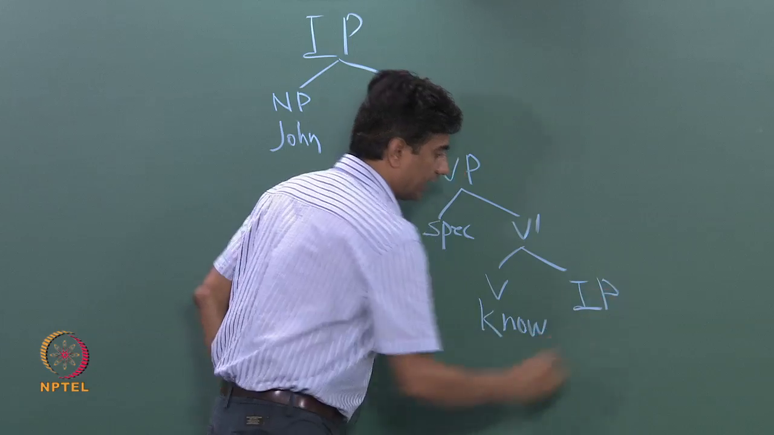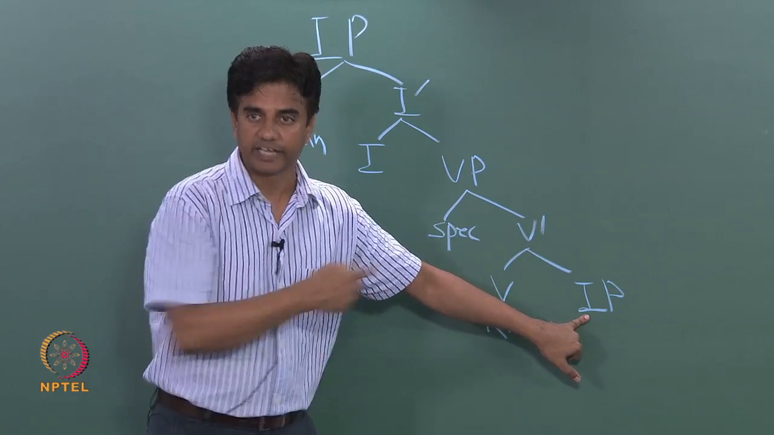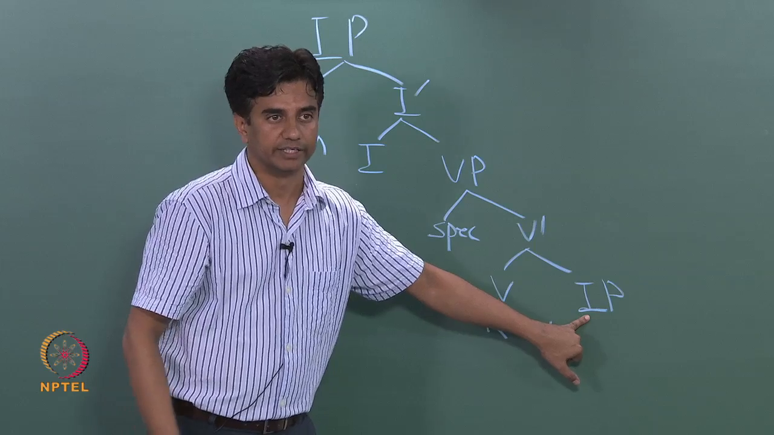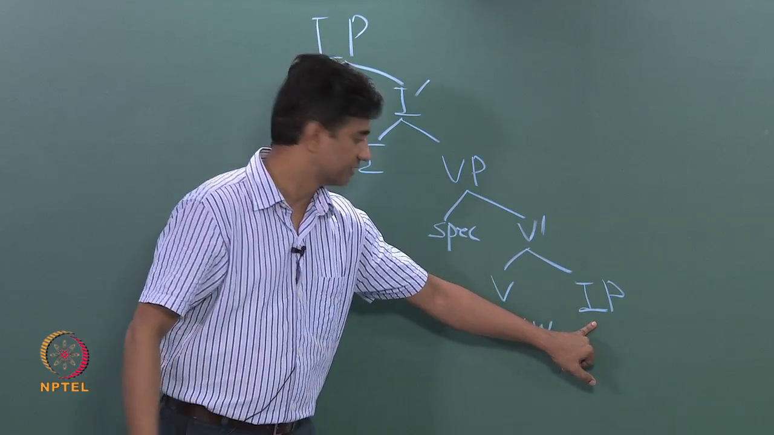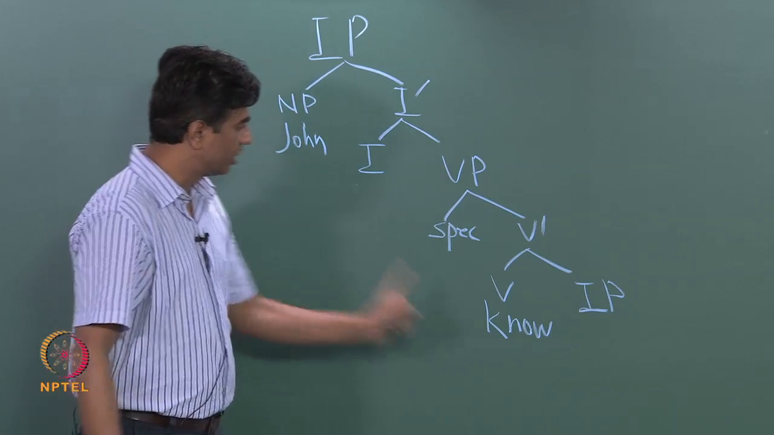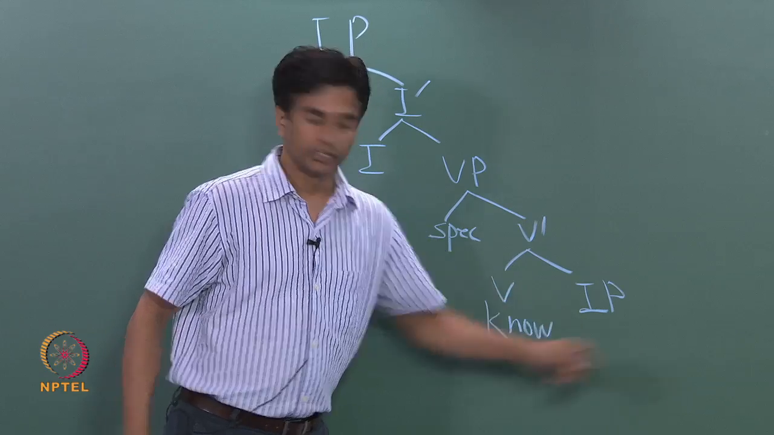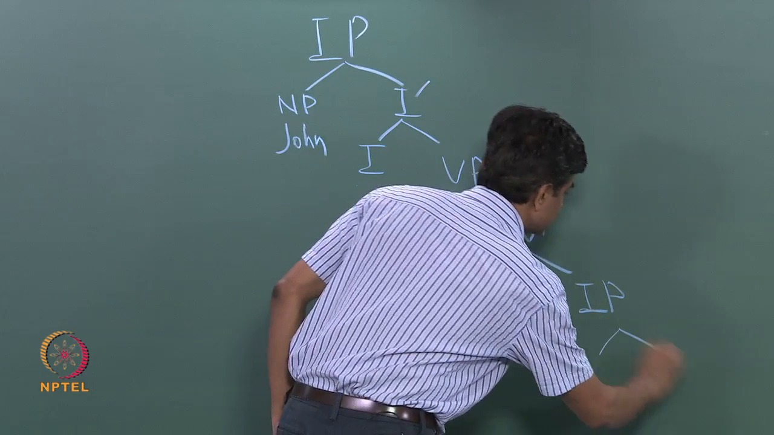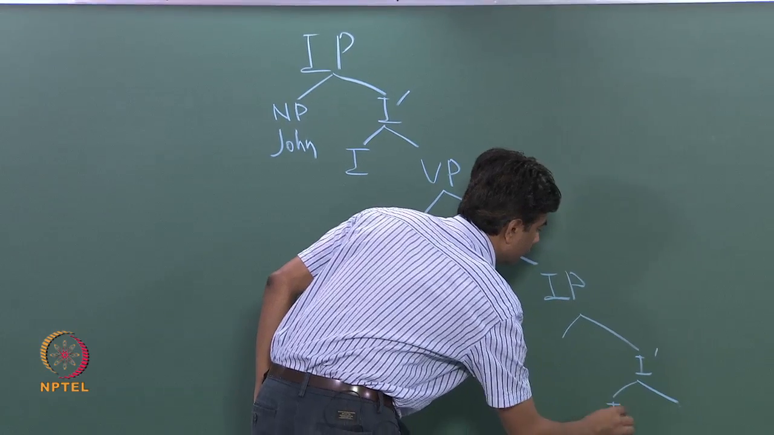Please know, I am going to change this thing in a few moments, but right now I am going to put another IP here. Why I will change this to anything else, I will discuss that with you too. So now you know that we have John knows, and then this S2 comes here. You can draw the structure of this IP again, and I leave it for you to draw this.